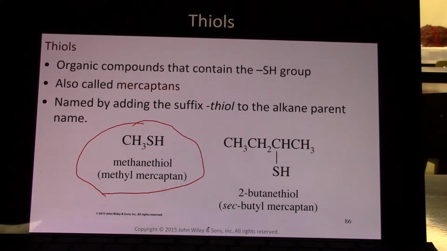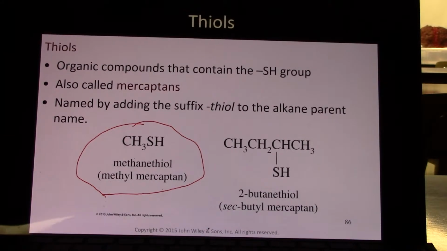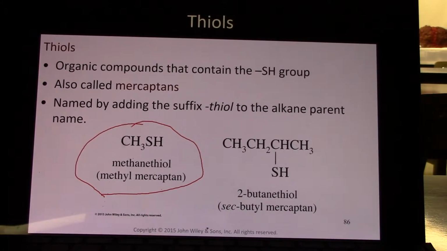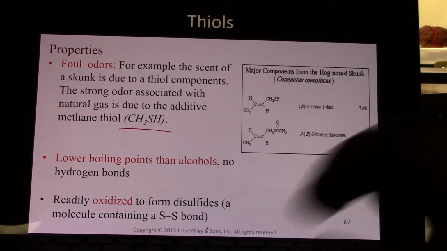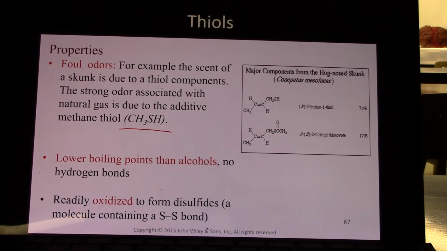So again, the human nose is extremely sensitive to sulfur and nitrogen-containing compounds. And because you can form a gas out of these thiols, they're added to natural gas so that you can smell them. Again, properties: foul odor. The scent of a skunk is due to thiol components. Again, sulfur makes things bad smelling, and people are sensitive to it at very, very tiny amounts.